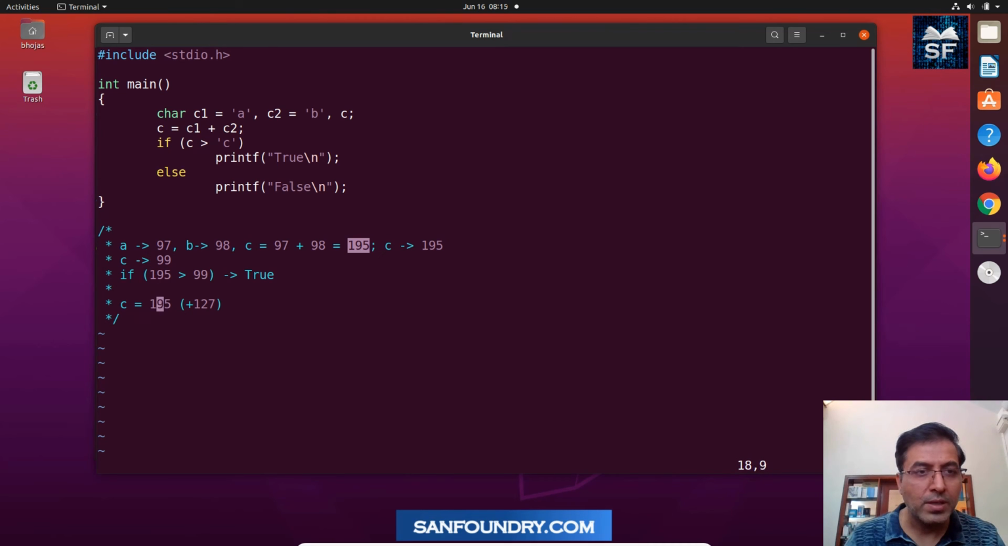Now this is no longer 195. This is a negative number. So the question is, is this negative number greater than 99? Obviously it is not greater than, it is false. I think that's the answer. So I hope you understood this part.